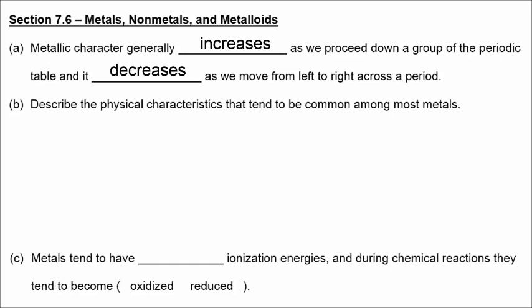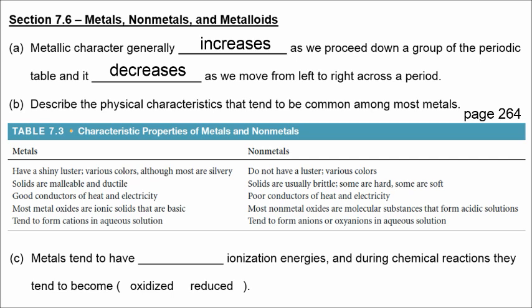Larger atoms tend to have low ionization energies because they tend to lose electrons easily. So a larger atom is going to be more metallic in character. As far as the physical characteristics that are going to be common among most metals, this is found on page 264. Metals are shiny, they are malleable and ductile solids, which means they can be hammered into thin sheets and drawn into wires. They are good conductors of heat and electricity, and a metal oxide is an ionic solid that is going to act like a base, and it tends to form cations in aqueous solution.